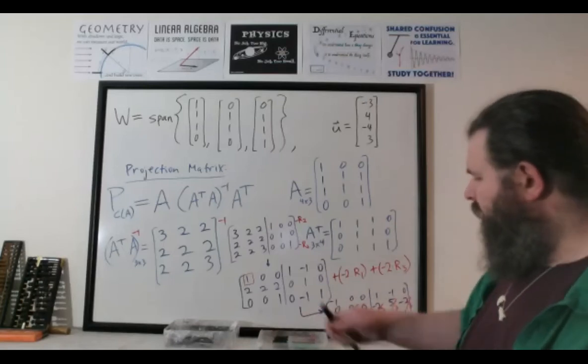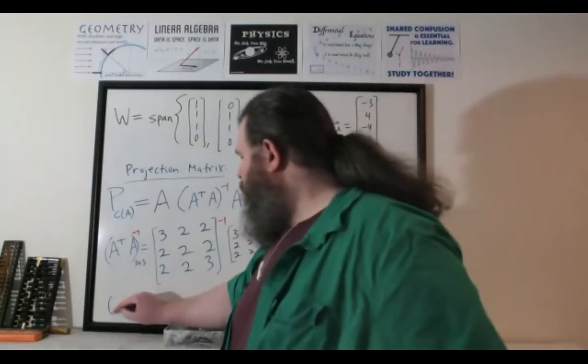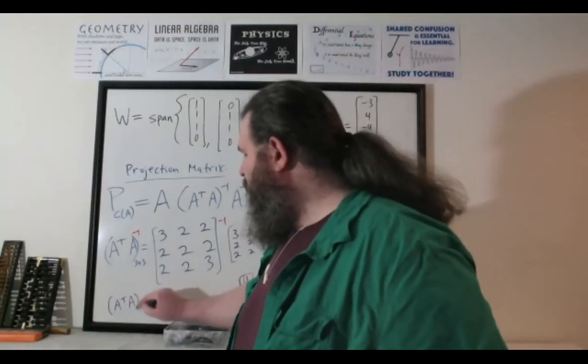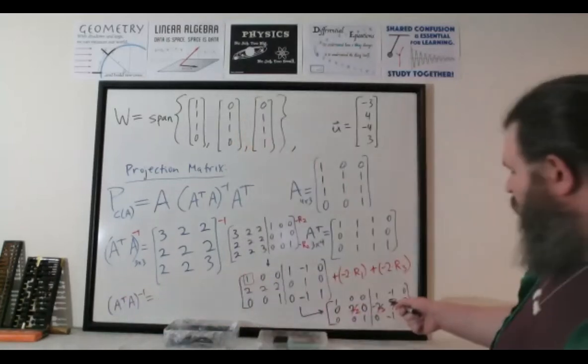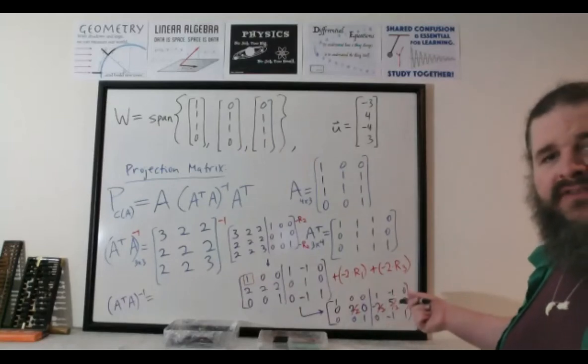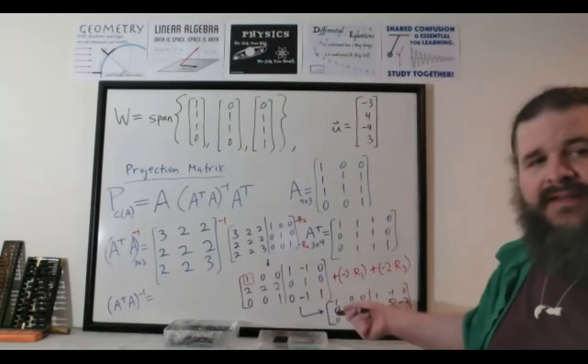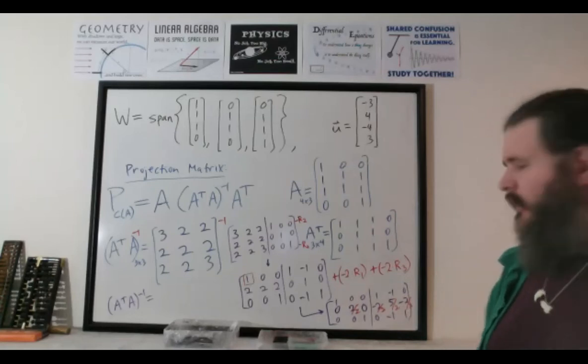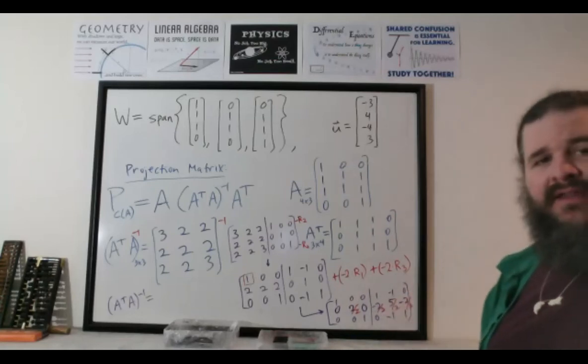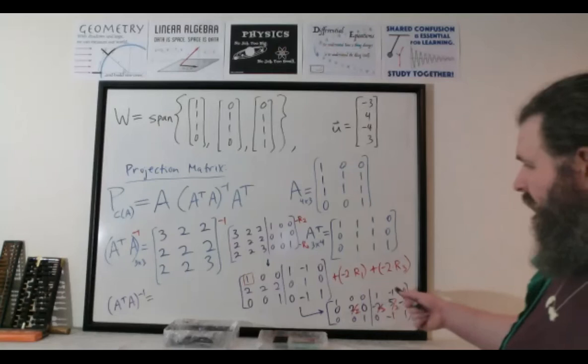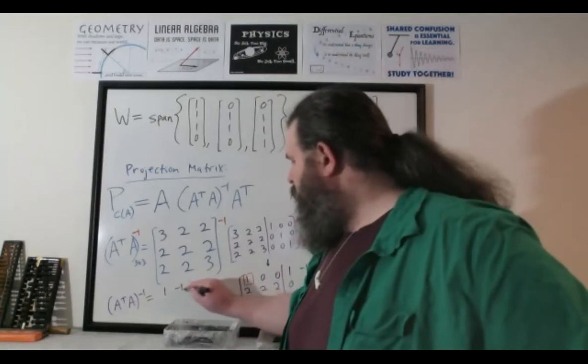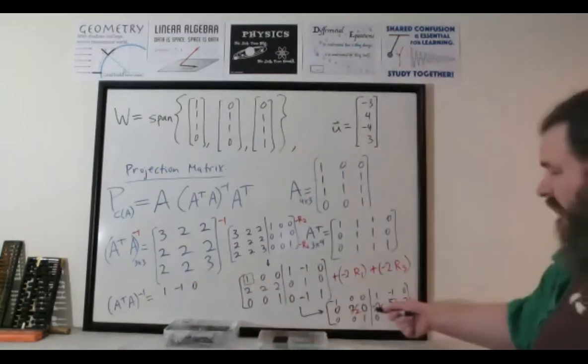So what's left, that is A transpose A inverse, is just this matrix on the right side, because we now turned the entire left side into the identity matrix exactly. Whatever remains on the right side is the inverse of the original. So 1, -1, 0. And then we're dividing the second row by 2.